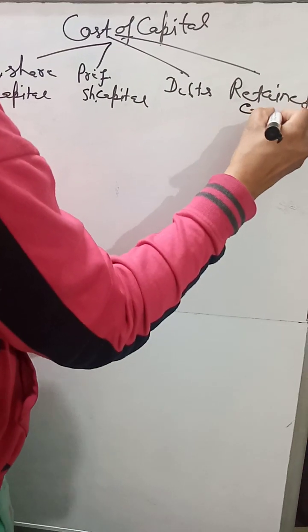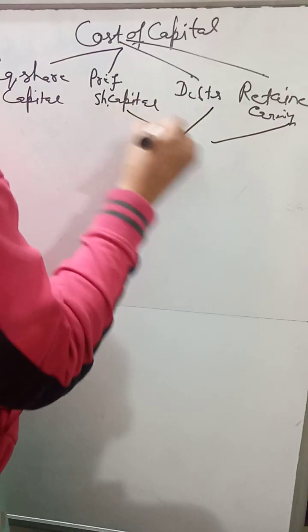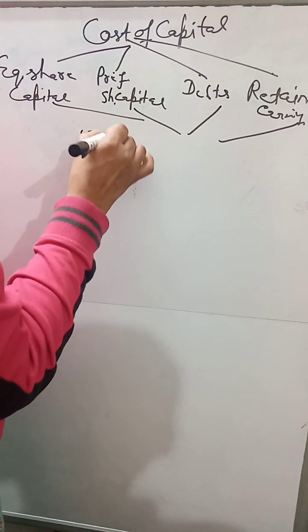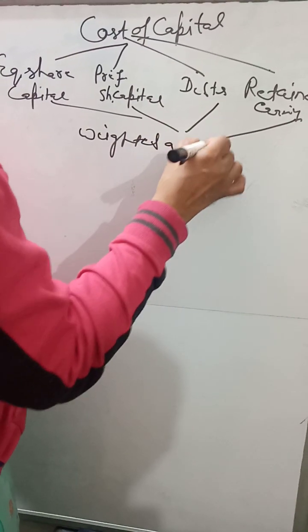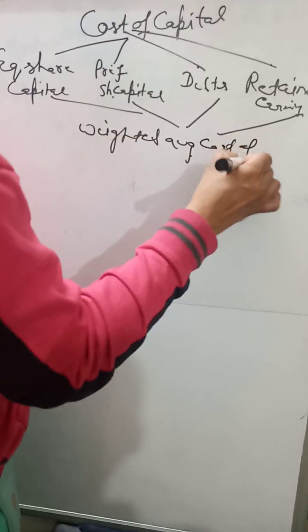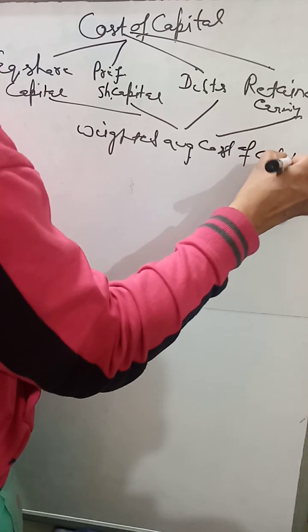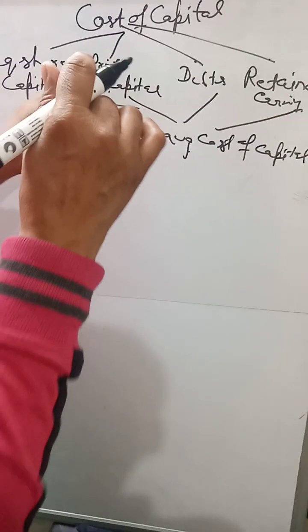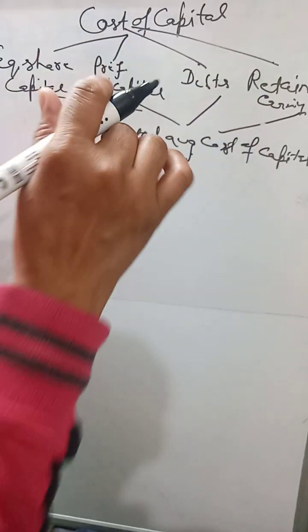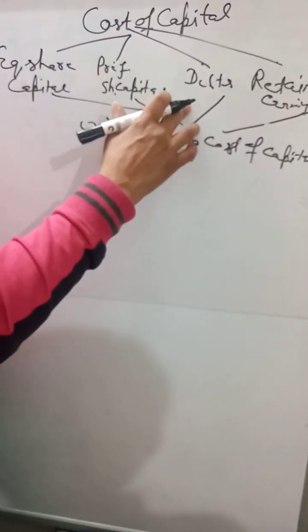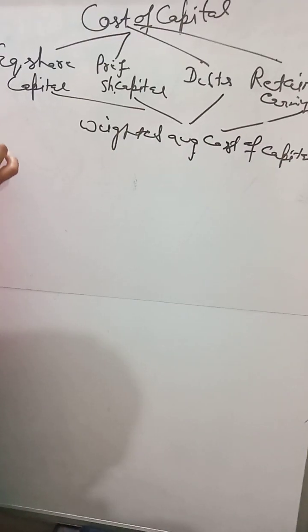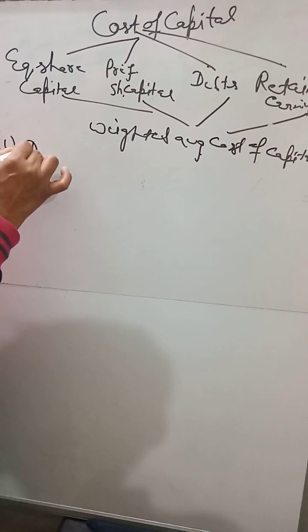And when we combine all these things, we can calculate the weighted average cost of capital. It means to calculate the weighted average cost of capital, we need to collect the individual cost of all these things: equity share capital, preference share capital, debts and retained earnings. Okay. Now first we will go through the debts.